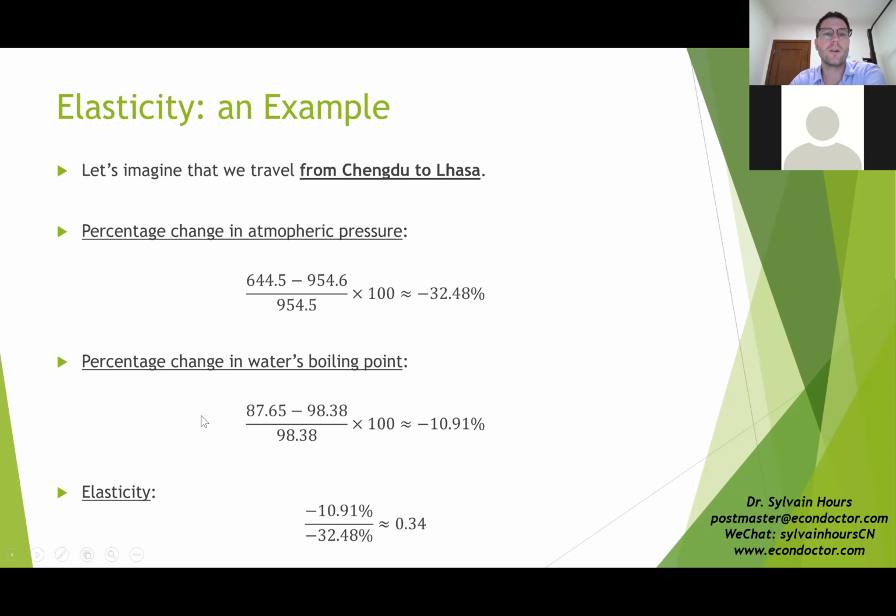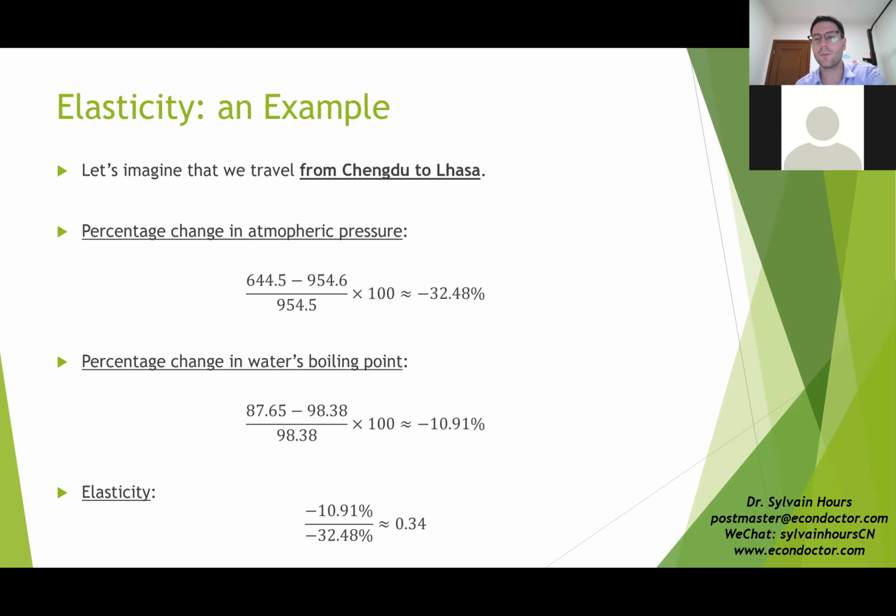Okay. So let's just pretend that we travel from Chengdu to Lhasa. So I can calculate the percentage change in atmospheric pressure. Okay, the new atmospheric pressure in Lhasa minus the old atmospheric pressure in Chengdu, divided by the old atmospheric pressure, times 100%. Boom. All right, so when traveling from Chengdu to Lhasa, the atmospheric pressure has decreased by 32%.